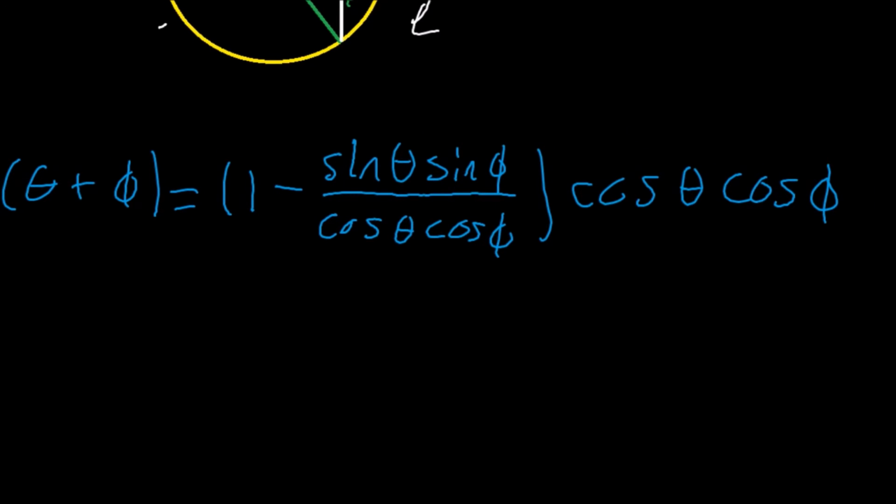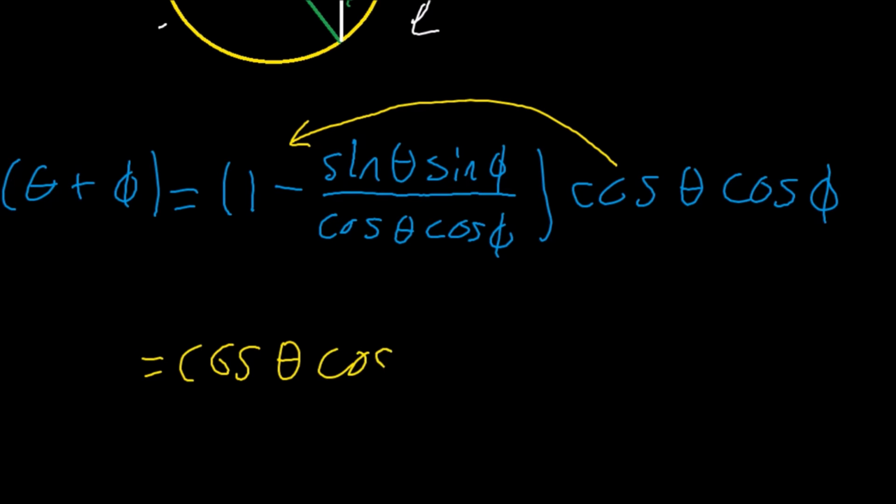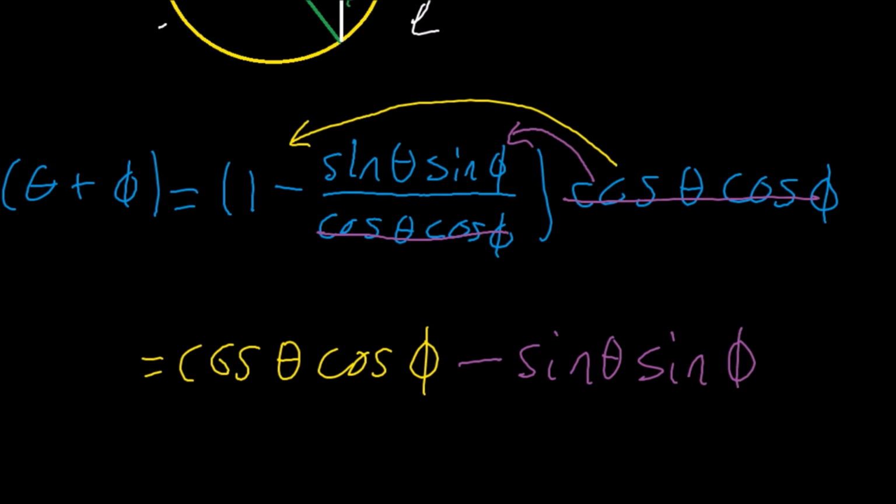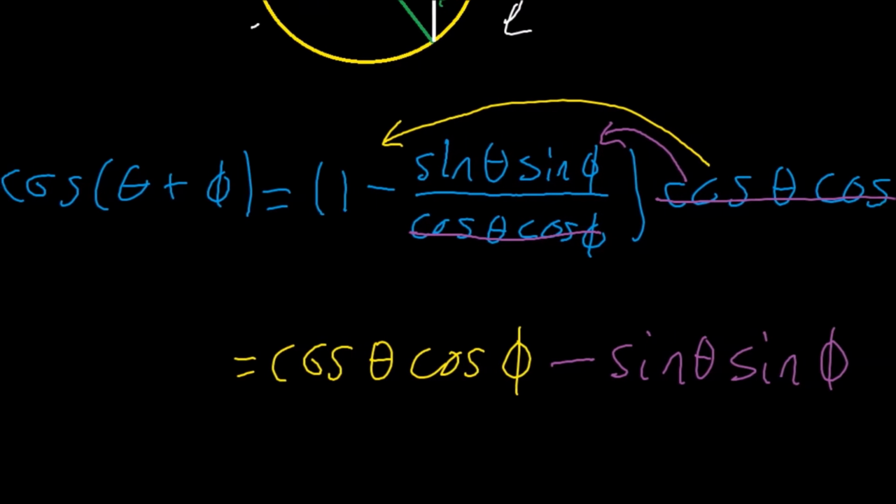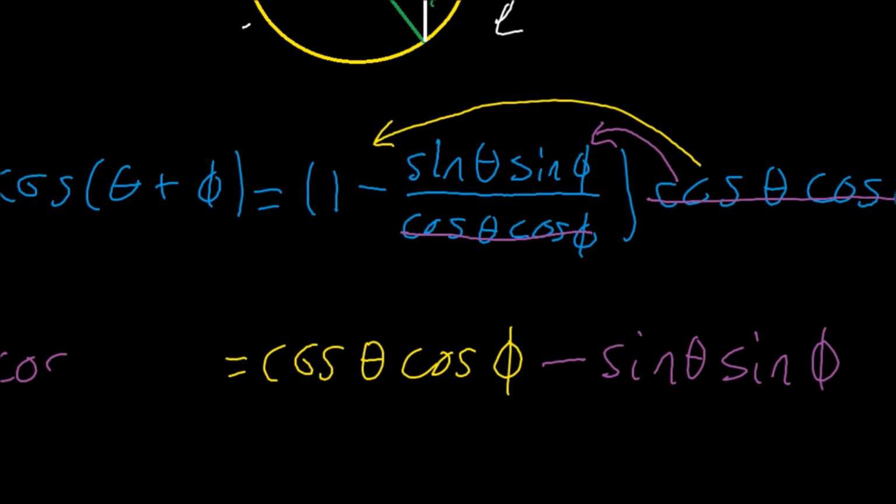So this term multiplied into the 1 is just going to equal cosine of theta, cosine of phi, and then when we multiply it in to this term, it's going to cancel out with the cos theta, cos phi on the bottom. So it's just going to be minus sine theta, sine phi. And this right here is our compound angle formula when we add cosine of theta to cosine of phi.